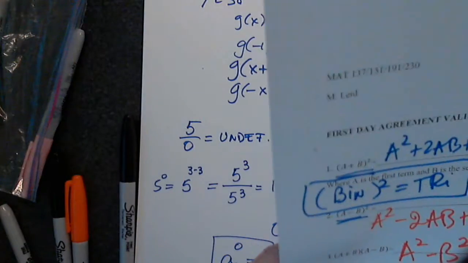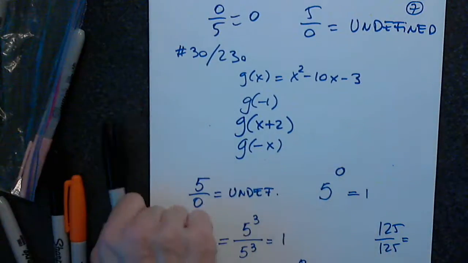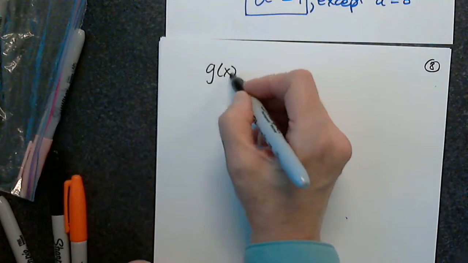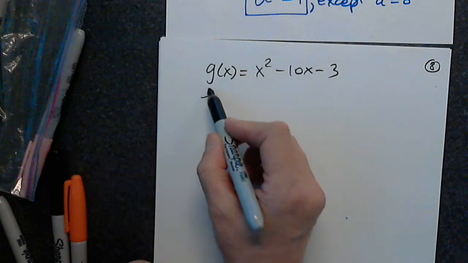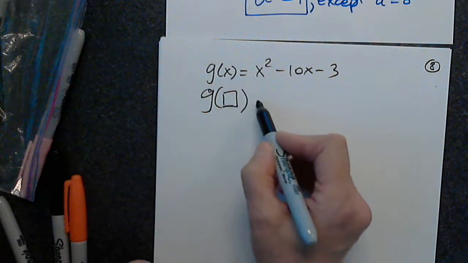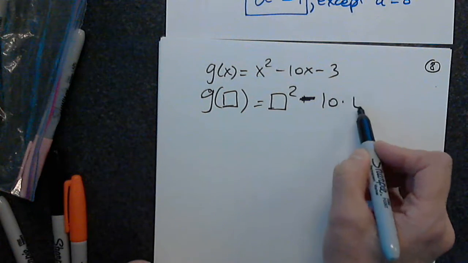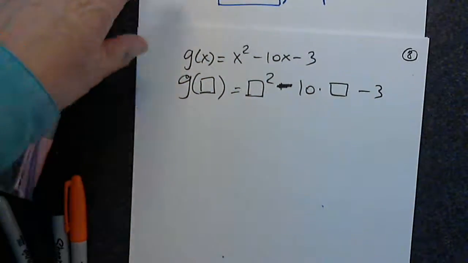Okay. So this was 5, 6, 6, 7. So now we are here. I'm going to copy it again because I wrote a few things there. So this was g of x, x squared minus 10x minus 3. Of course, this is what I see. This is the pattern. This is what I'm working with.